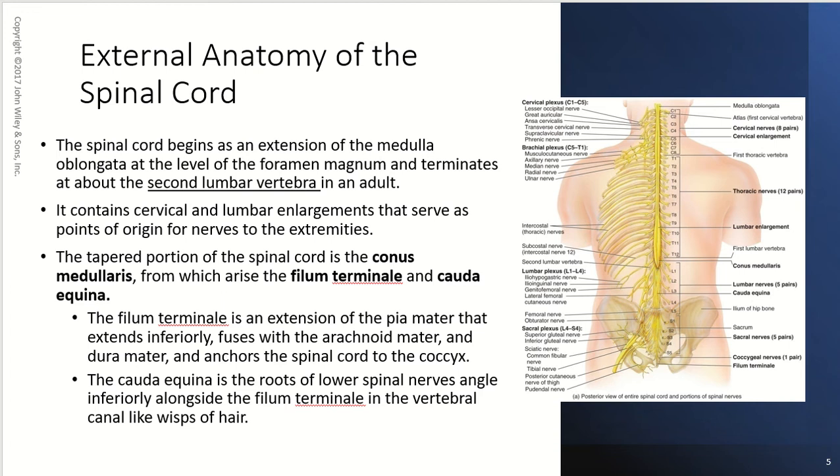So cauda equina means horsehair. If you look at the bottom part of a spinal cord, it does look a little bit like a horse's tail, with all of those spinal nerves kind of coming off of the end there. So that's the cauda equina.